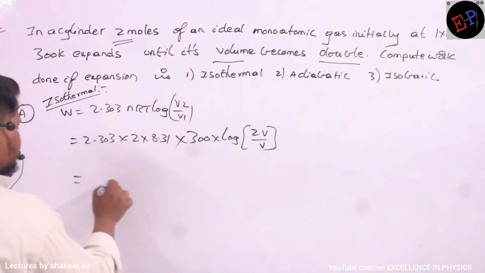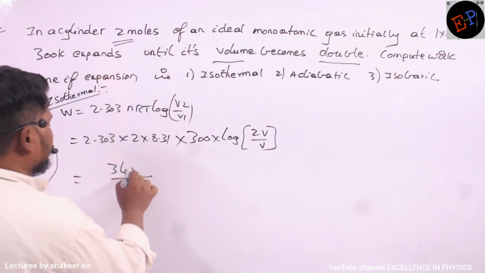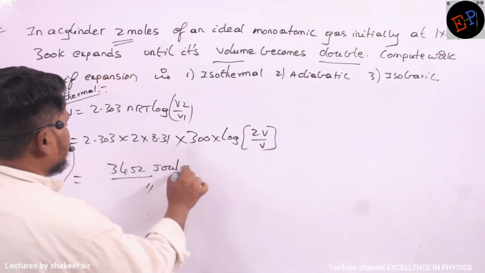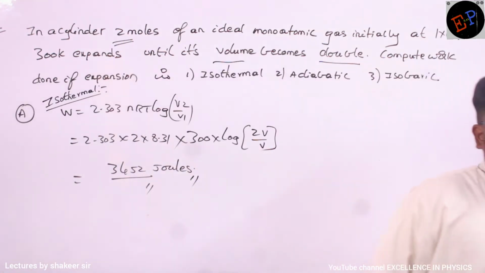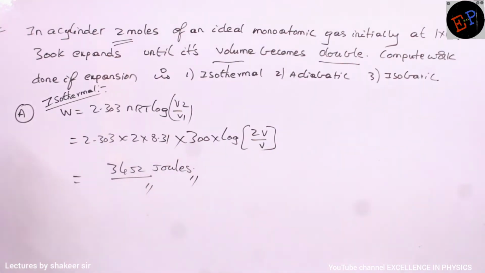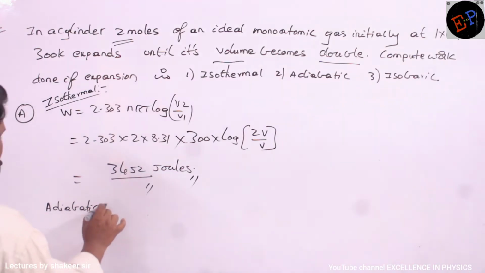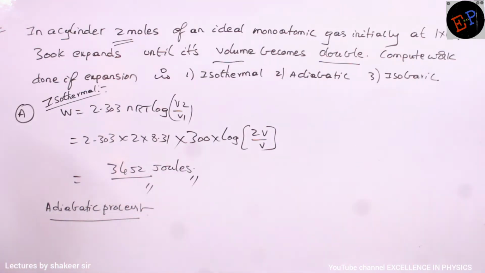So if you do this total calculation, that will be the work done in the case of isothermal process. And the answer which you should get is 3452 joules. So this is the work done in the case of isothermal process. Are you able to understand? Similarly, now we will study the work done under adiabatic process. What is the equation of work done in the case of adiabatic process?